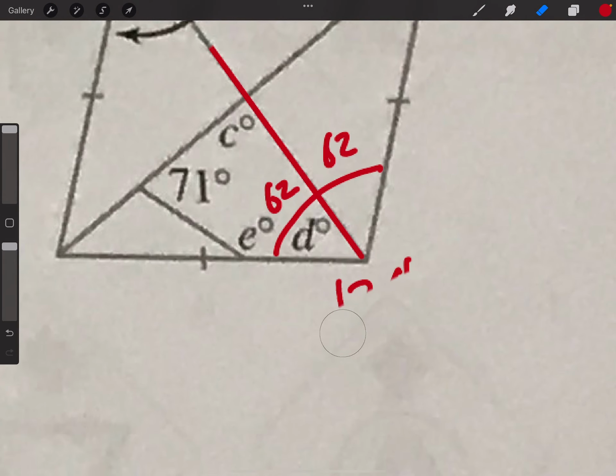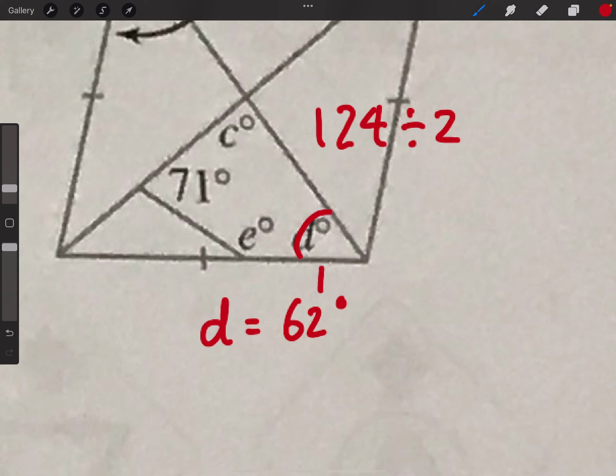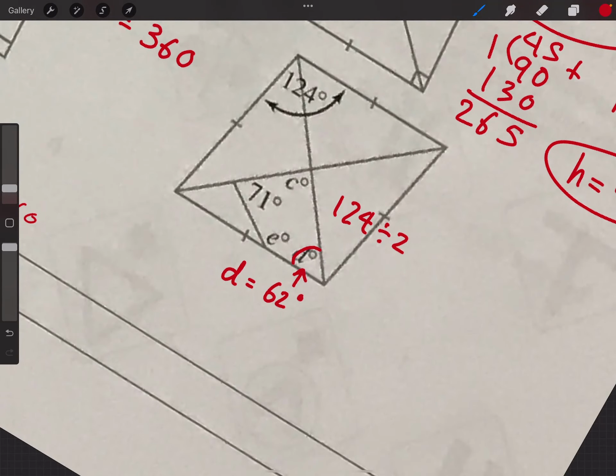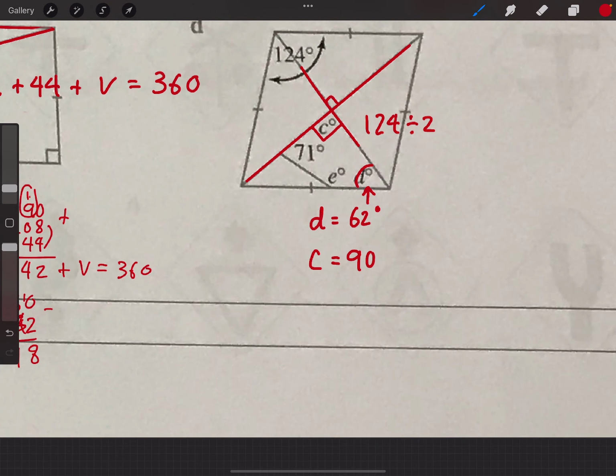Let me just rub this out. What do you notice? You notice that I've got one of the angles already. Angle D. Angle D is equal to 62 degrees, just because we do 124 divided by 2 and you get 62. So this is 62. There you go. Now, what else? What do we know about diagonals when they meet? What do they meet at? They always meet at 90 degrees. So C must equal 90 degrees. So C is equal to 90 degrees.